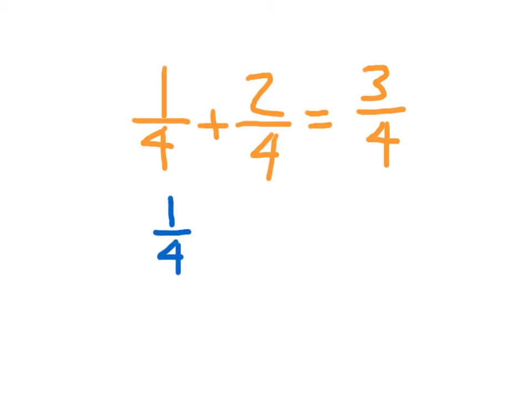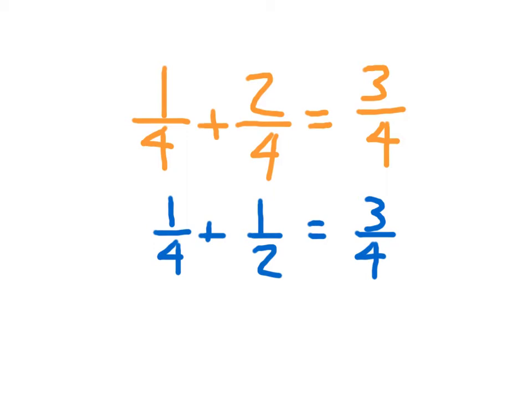Now, if we're given denominators that are not the same, I think you would agree with me that 1/4 plus 1/2 also equals 3/4. And the way to look at this is that 2/4 is equivalent to 1/2. And we have that 1/4, the other addend, which is the same.